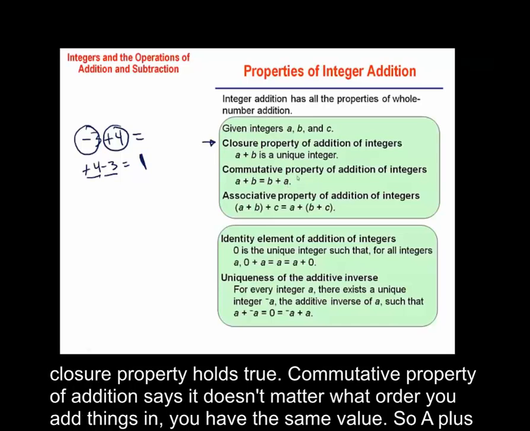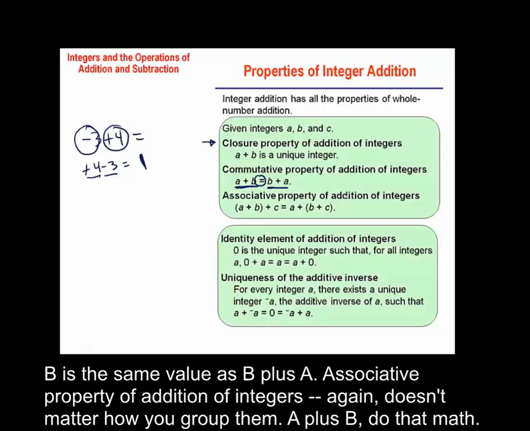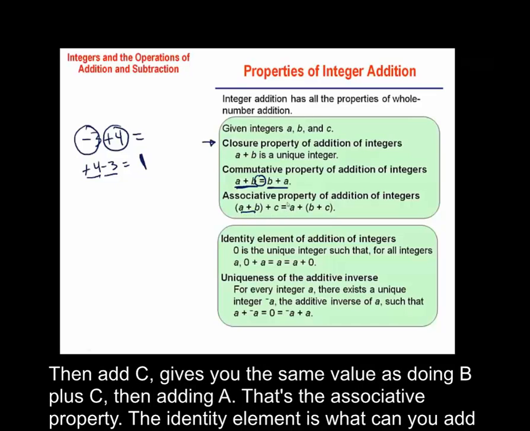Commutative property of addition says it doesn't matter what order you add things in, you have the same value. So a plus b is the same value as b plus a. Associative property of addition of integers doesn't matter how you group them. A plus b, do that math, and then add c gives you the same value as doing b plus c and then adding a. So that's the associative property.